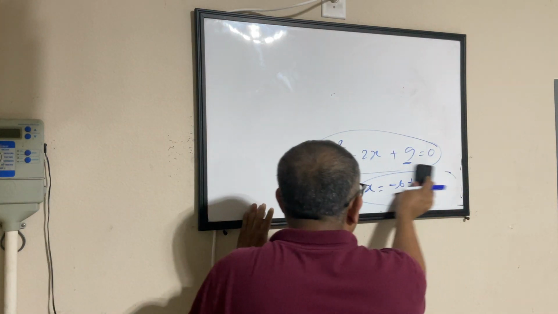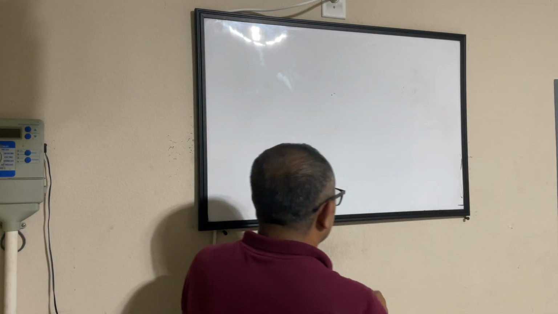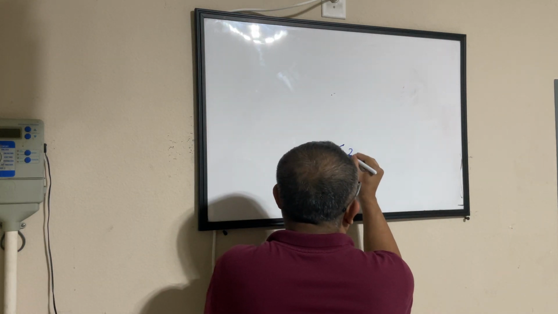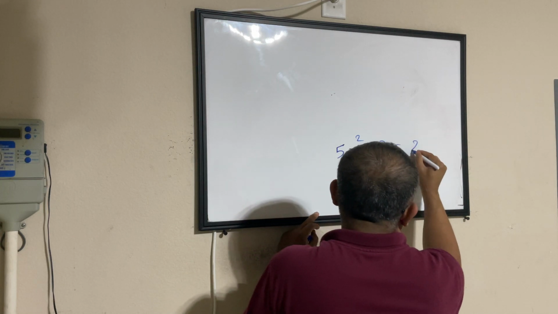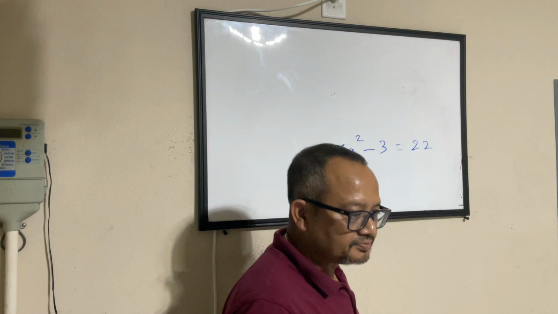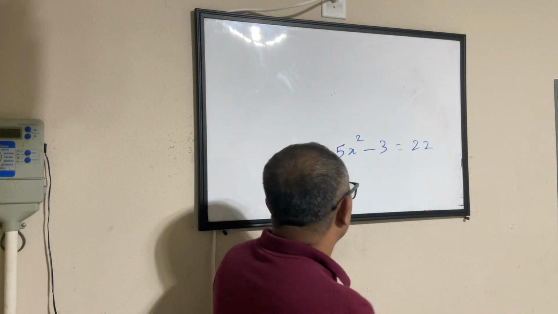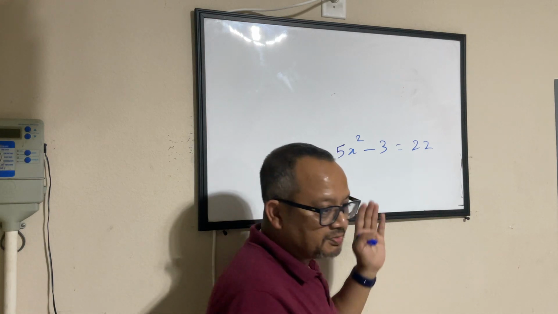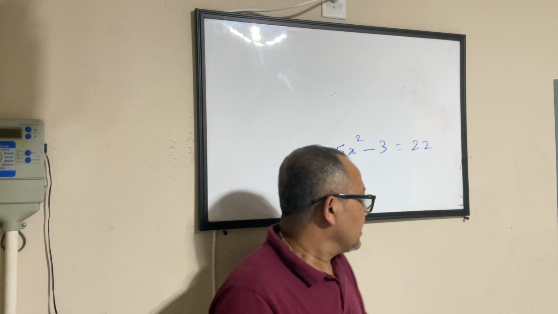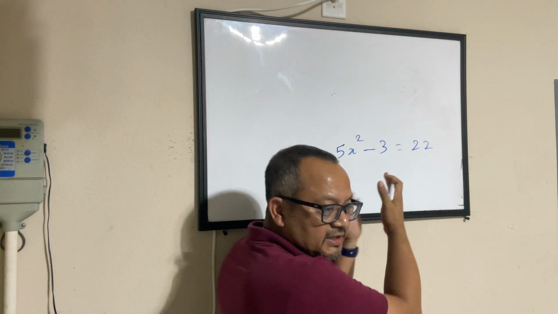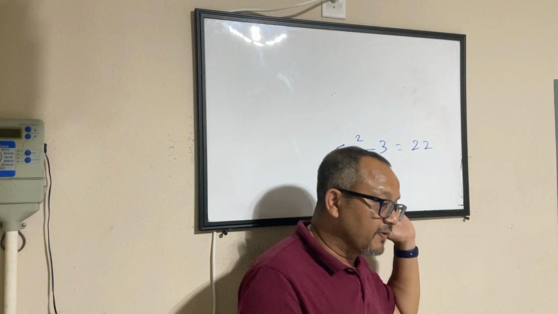Let's say I am dealing with a quadratic equation. Let's say 5x squared minus 3 equal to 22. I have a quadratic equation like this. So if I have to solve this equation, is this in the quadratic equation form in the first place? Any guesses? Is this in the form of a quadratic equation?